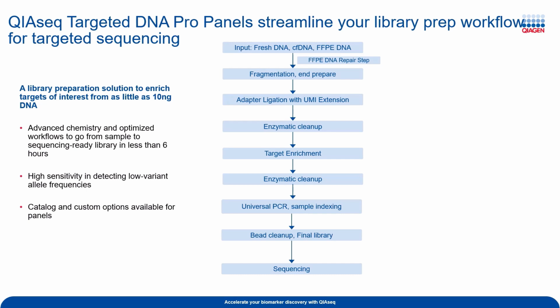So the QIAGEN Targeted DNA Pro, by cutting down hands-on time, gets you from sample to sequencing-ready library in just under 6 hours with just 1.5 hours of hands-on time. When we talked about the increased UMI capture efficiency, this also helps with the high sensitivity in detecting low variant allele frequency, as we'll see in the next slides. This ensures accurate and comprehensive results.